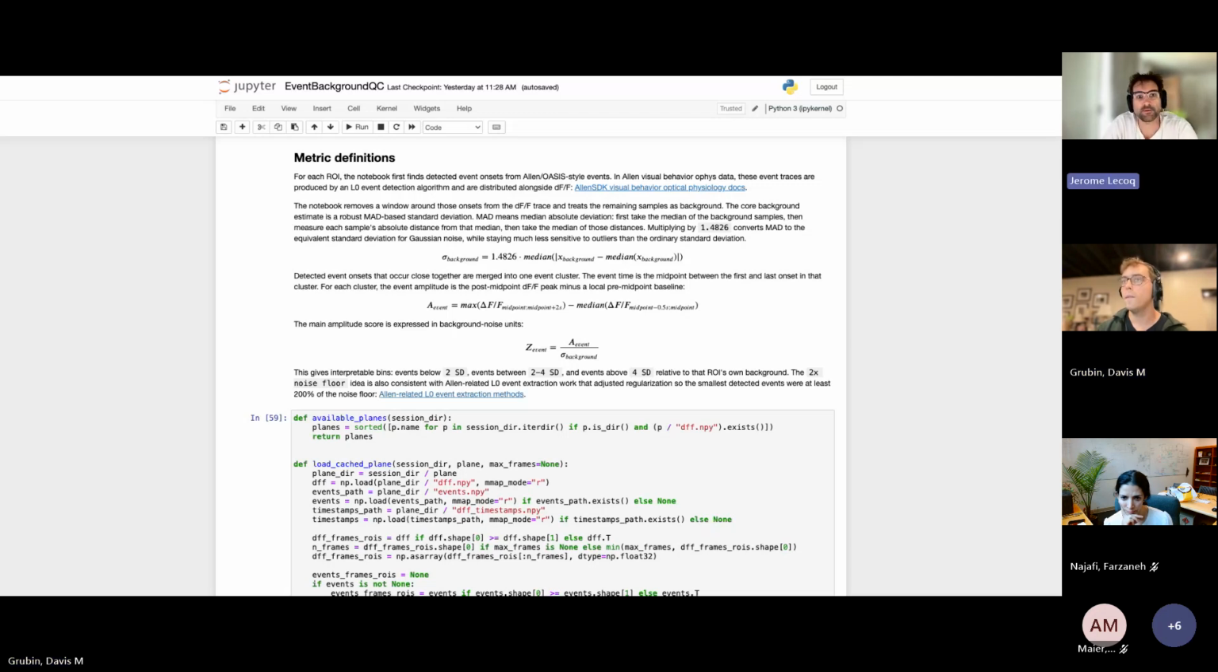Yeah, no, that makes sense. I think you try to find the background outside of the event, it makes sense. It's also pretty intuitive, I think. But yeah. Okay, gotcha.